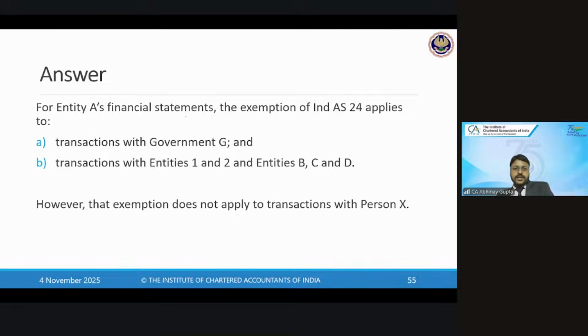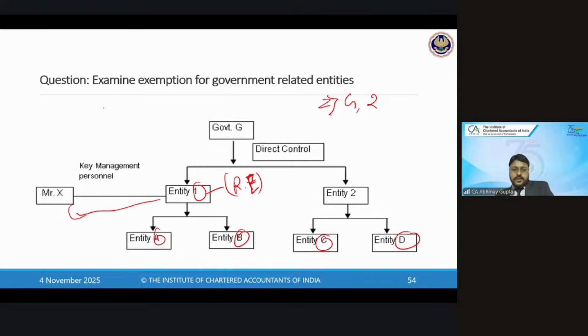For entity A's financial statements, the exemption of Ind AS applies to transactions with government G, entity 1, entity 2, entity B, C, D, right? However, the exemption does not apply for transactions with person X, right? So this is for entity A. So we are talking about this one, RE.